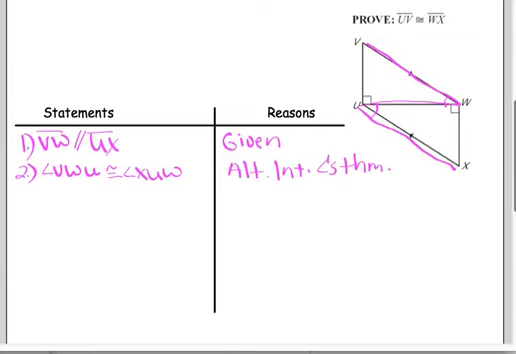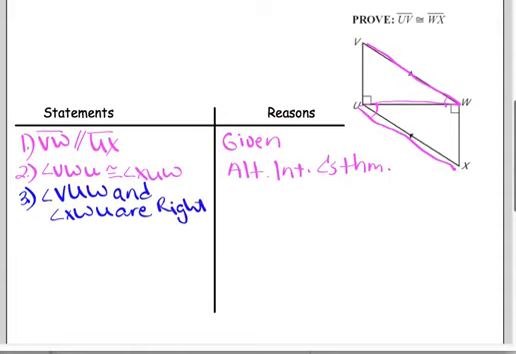So now I've got one set of angles. Now I'm going to list my right angles that are marked, because that's like a given. So angle VUW and angle XWU are right angles because they were marked as being right angles. So all we're going to say is that we were given that they were right angles. So that was a given statement.